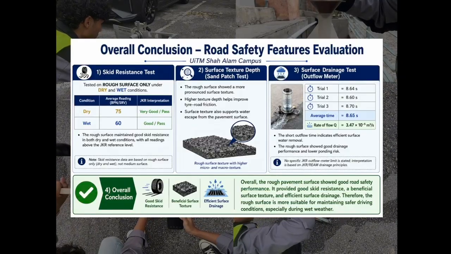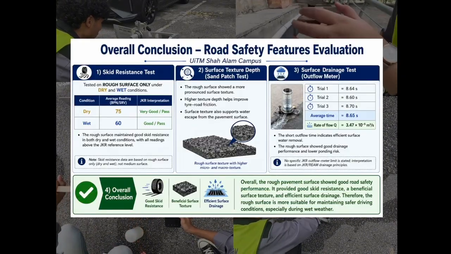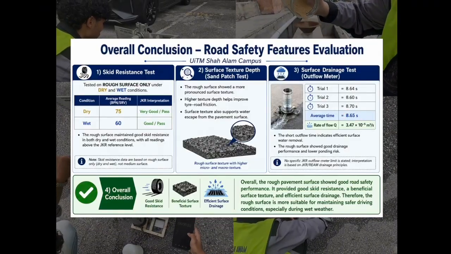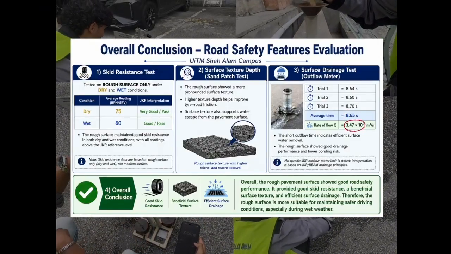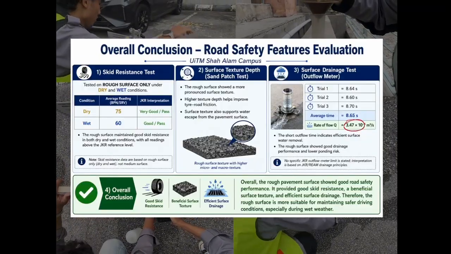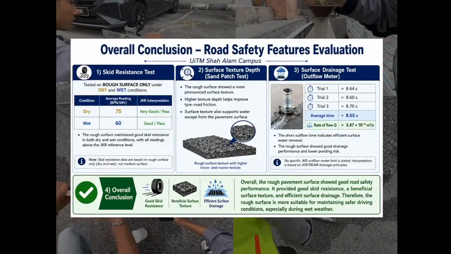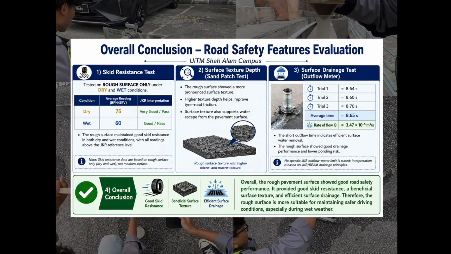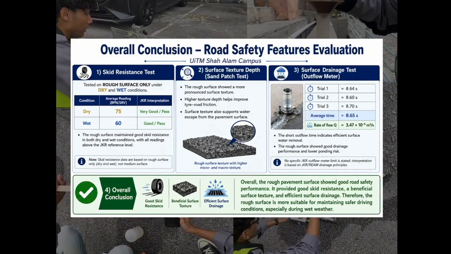For the drainage test, the outflow meter gave an average time of 8.65 seconds with a flow value of 3.47 × 10^-5 m³/s, showing that the water can flow out well. Thus, this pavement is suitable for safe driving, especially in wet conditions.